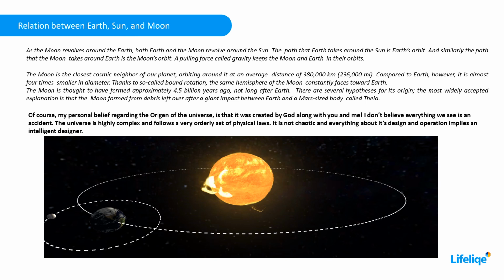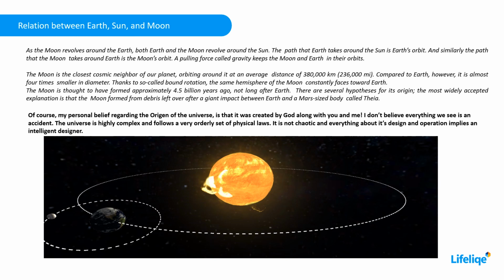The Moon is the closest cosmic neighbor of our planet, orbiting around it at an average distance of 380,000 kilometers or 236,000 miles. Compared to Earth, however, it is almost 4 times smaller in diameter. Thanks to the so-called bound rotation, the same hemisphere of the Moon constantly faces toward Earth.